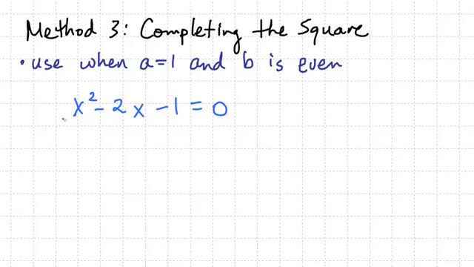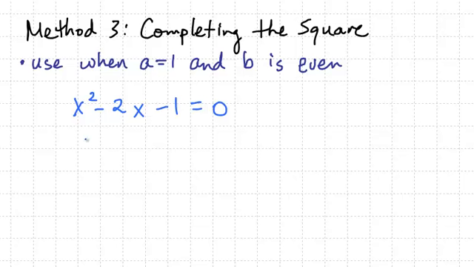So when the coefficient of x squared is 1, we don't have to divide the entire equation by anything. And when b is even, like here I have negative 2. Why does this make it good for completing the square? Because I always have to take half of the middle coefficient and then square it. If this number is odd, I'm going to be squaring a fraction, which I don't really want to do.